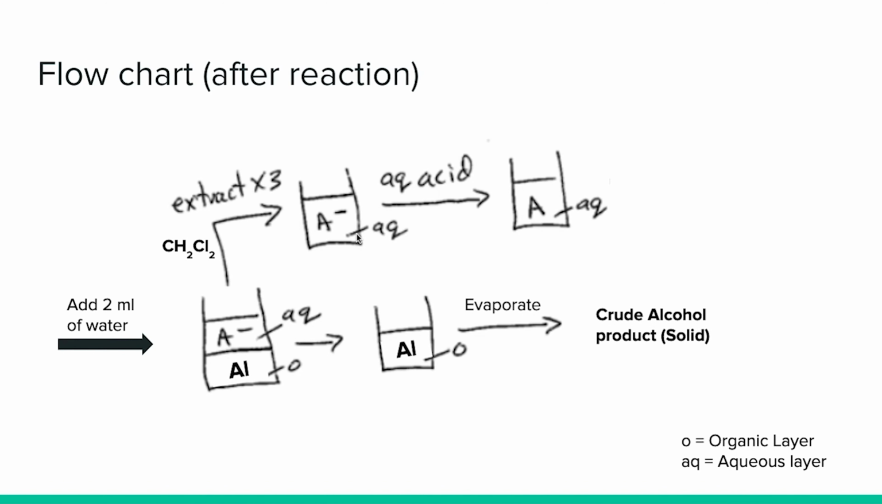With our acid, we can't simply evaporate the water. We have to add strong acid to protonate the acid molecule and precipitate it out of solution. After that, we can filter it through a Hirsch funnel, and then we've obtained our crude acid product, which is also a white solid. Now let's go into lab.